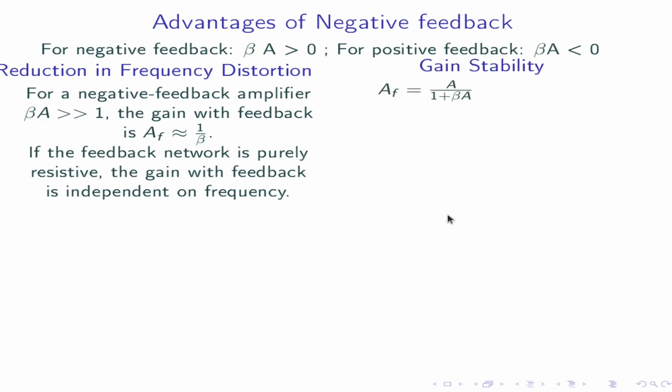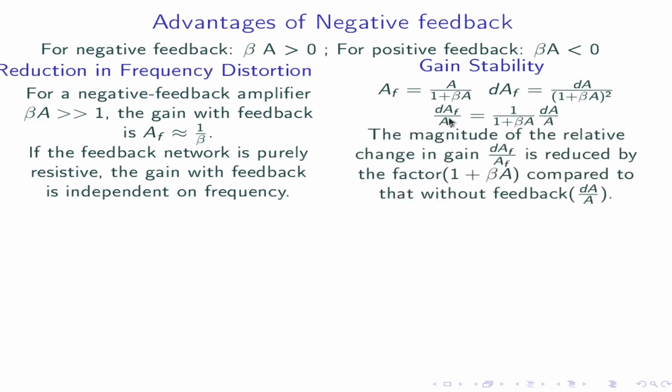Gain stability. We have AF is equal to A by (1 plus beta A). Taking differential, dAF is equal to dA by (1 plus beta A) all squared. dAF by AF is equal to 1 by (1 plus beta A) times dA by A. That means the magnitude of relative change in gain of AF, that is dAF by AF, is reduced by a factor of (1 plus beta A) compared to that without feedback, that is dA by A. Thus, gain stability increases with the negative feedback.